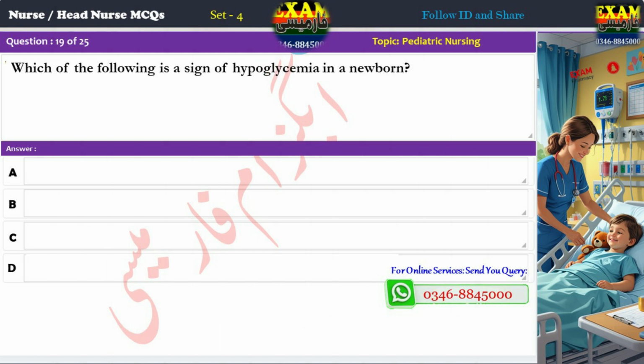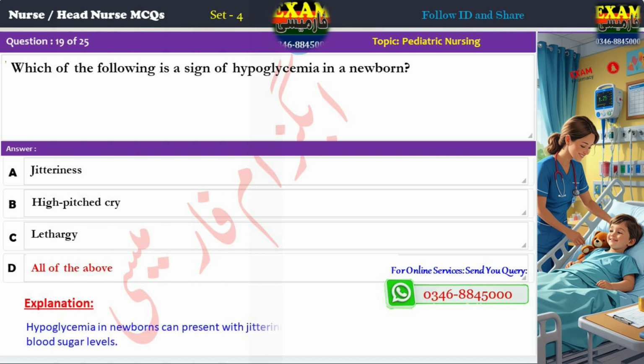Question 19. Which of the following is a sign of hypoglycemia in a newborn? A. Jitteriness. B. High-pitched cry. C. Lethargy. D. All of the above. Correct answer: D. All of the above. Explanation: Hypoglycemia in newborns can present with jitteriness, lethargy, and a high-pitched cry due to low blood sugar levels.